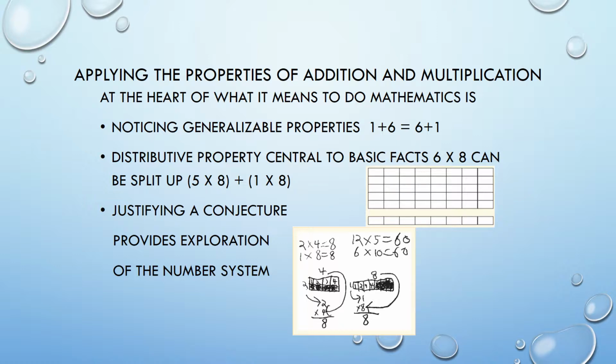These are examples of how properties can be used to teach mathematics. Notice that the properties can be generalized. That means they can be used over and over again. The commutative property, 1 plus 6 equals 6 plus 1. And then the distributive property, that 6 can be divided up into 5 and 1. And then 5 times 8 plus 1 times 8 is the same thing as 6 times 8. Having students prove things through the use of properties is a great way for them to show their understanding of algebraic thinking.